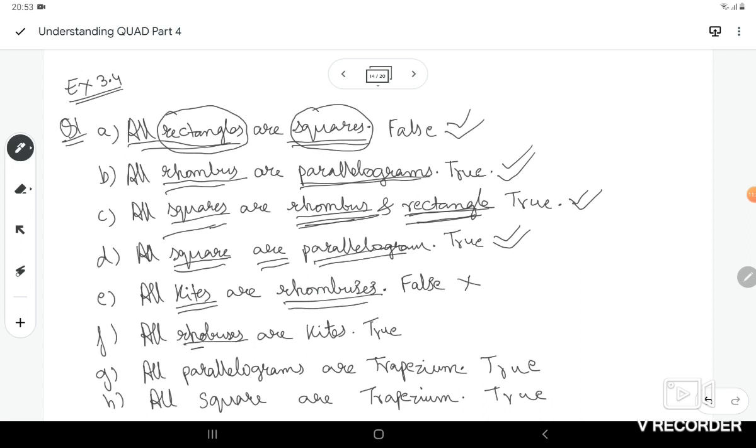Now next part says all rhombuses are kites. This is true. Now next part says all parallelograms are trapeziums. This is true because a parallelogram has two pairs of parallel sides, but for being a trapezium it needs a minimum of one. But a parallelogram has both pairs of sides parallel, so this becomes true. And all squares are trapeziums. True because of the same reason I have discussed in part G.